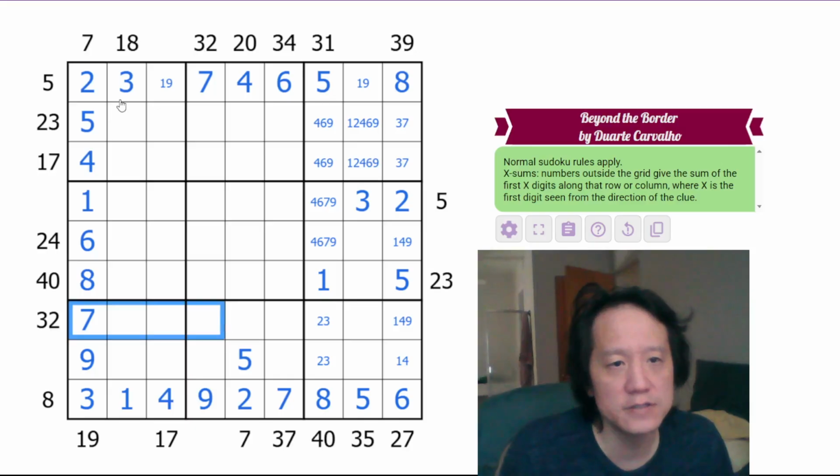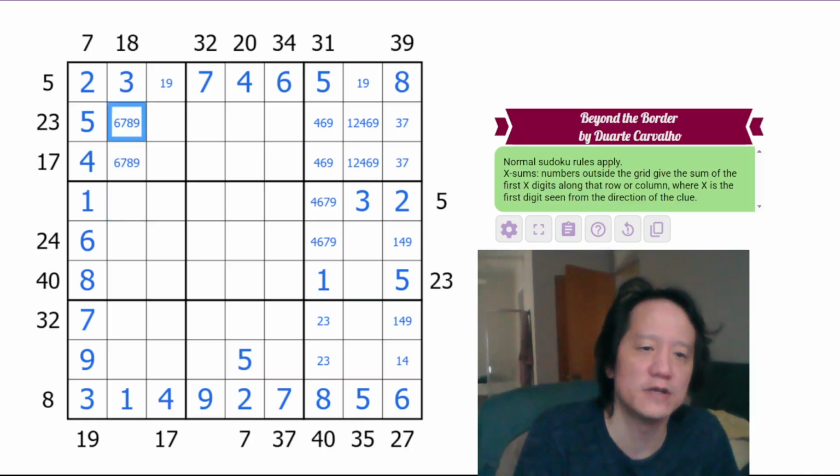Let's do this. This is 3 digits adding up to 18. So it's either 3, 6, 9 or 7, 8 here.